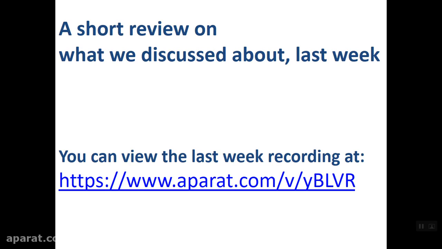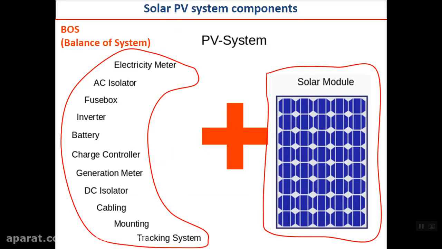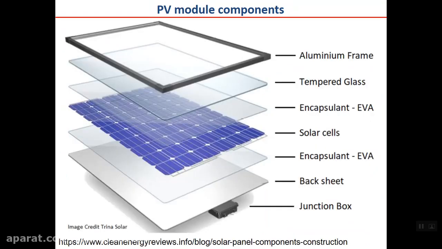First, let's have a short review on what we discussed last week about the photovoltaic. If you remember, we said that a solar PV system is comprised of a solar module plus BOS, or balance of system. The solar module is actually the heart of the system and the main part of the system.